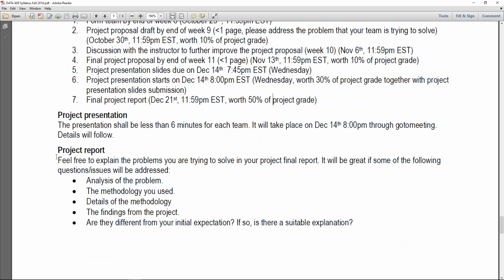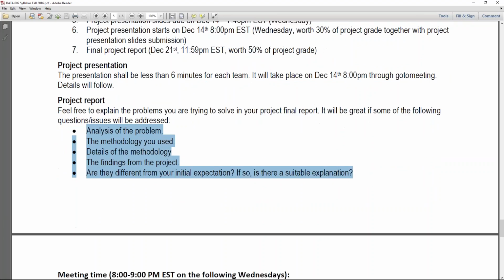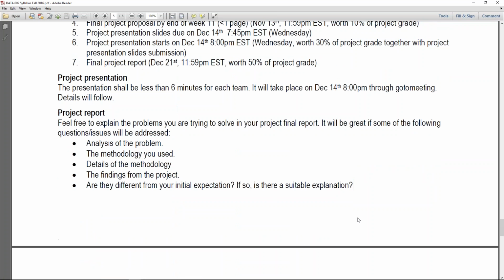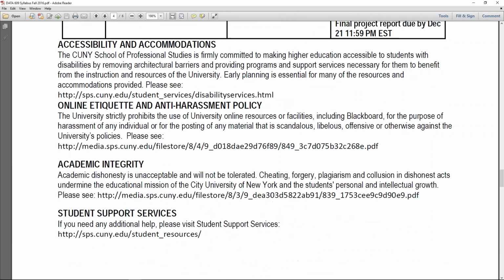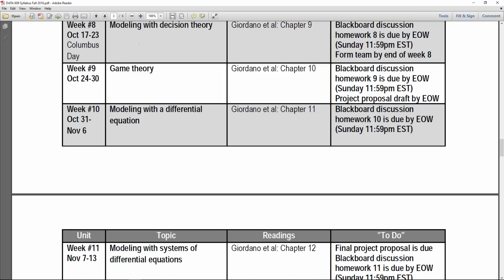And then at the end is the report. What I'm expecting in the report is analysis of the problem, the methodology you used, details of the methodology, the findings of the project, and are they different from your initial expectation? If so, is there a supporting explanation? Potentially, you could add how you can improve the methodology or the project further as future work. So that's a snapshot of the project.